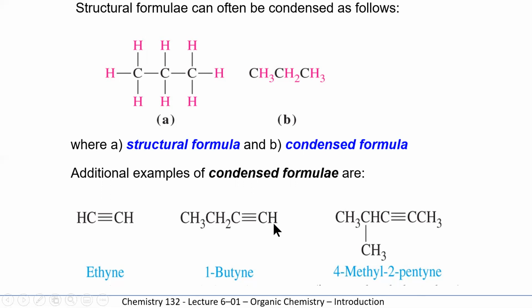And the naming convention we use, it's got 4 carbons in the chain, so we use but for short, meaning 4. It's got a triple bond, so it ends in yne, and it happens between the first and second carbon. That's where the number 1 came from.